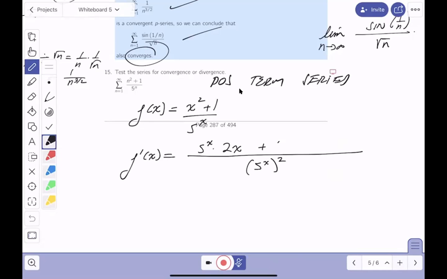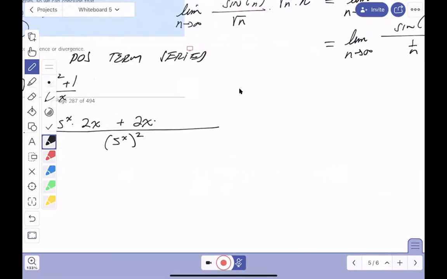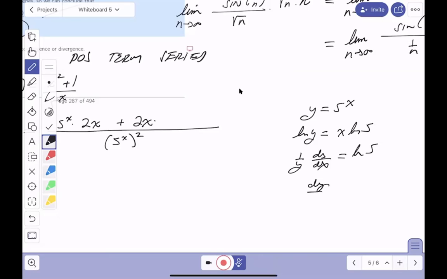Well, the derivative of x squared would be 2x, right? Now I've got a problem. What's the derivative of 5 to the x? Let me write this over here for you. If y equals 5 to the x, take the log of both sides. Take its derivative. That would be 1 over y dy/dx equals ln 5, and dy/dx would equal y, which is 5 to the x times ln 5. Let me write that down.